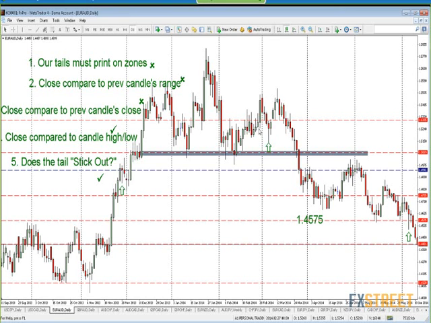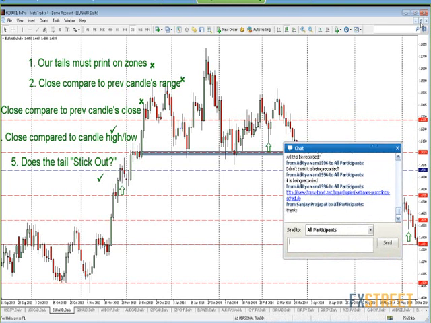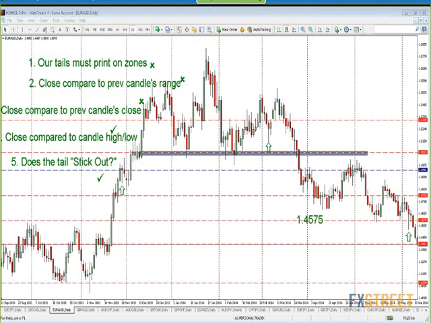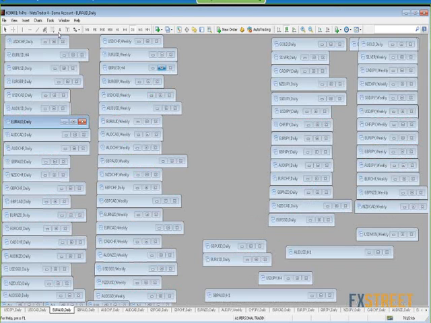Okay, cool. Lindy wants to see the 1 hour pound. Let's look at the 1 hour pound. Okay. Remember, tails must print on zones. Tails must compare favorably to the previous candle's range and the close of the previous candle and compared to the previous candle's high and all that. And does it stick out? So yeah, we know that. We know that this one's not going to line up. But Lindy says that we've got a really interesting one on our 1 hour pound.